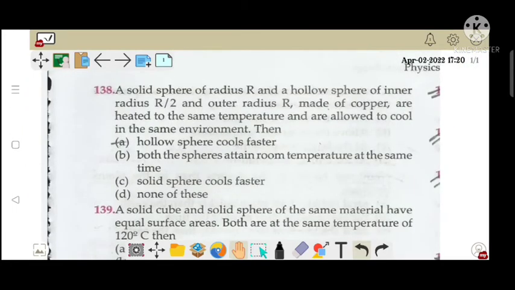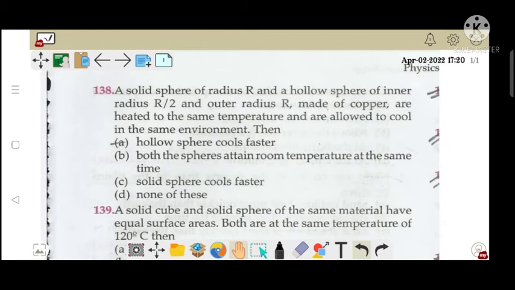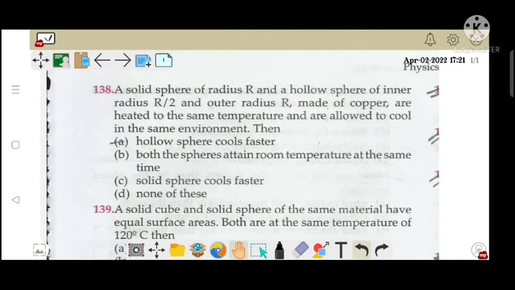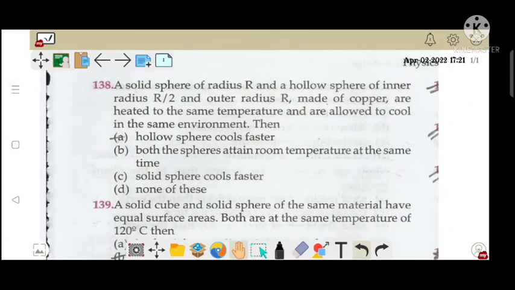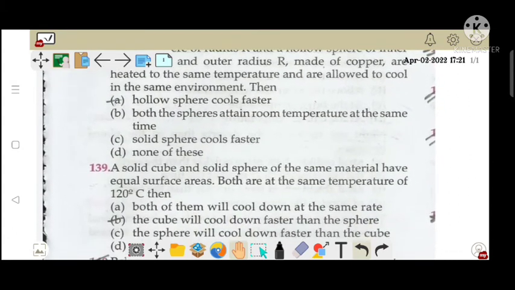A solid sphere of radius r and a hollow sphere of inner radius r by 2 and outer radius r are made of copper. If they are heated to the same temperature and allowed to cool in the same environment, then the hollow sphere cools faster.